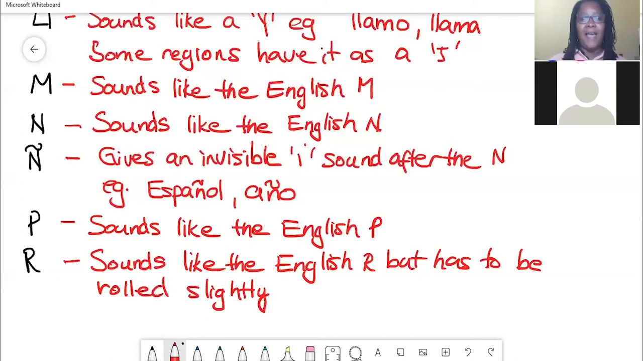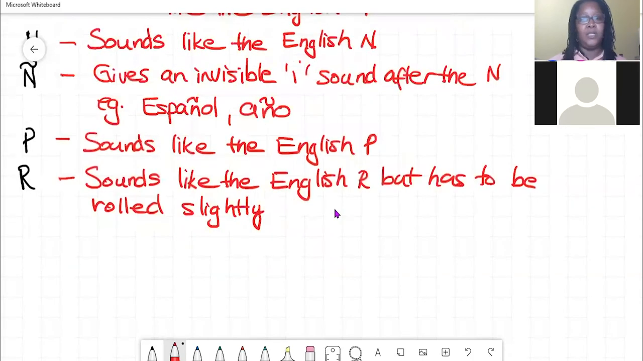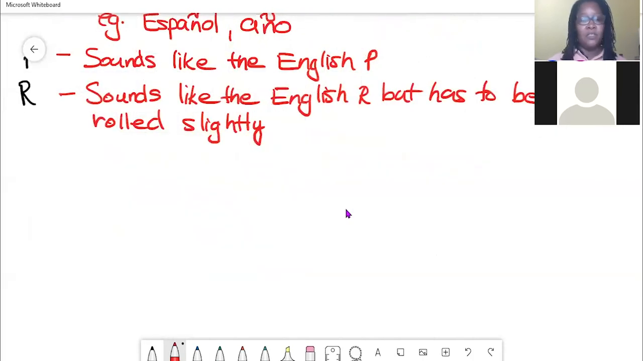Then we have our final visitor to the class, our final import into the Spanish alphabet, which is our R. And this is just going to be something that comes with practice. I can't tell you how to roll your tongue. You just have to go back to being a child where you would sit in front of the fan and do that little game. Remember that little game, right? Just go back to being a child and you should remember how to roll your tongue.